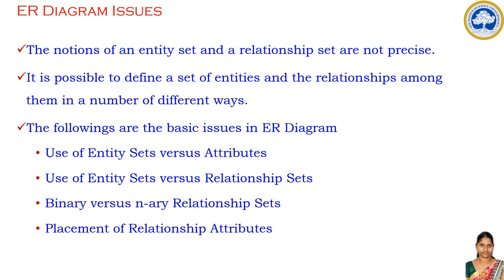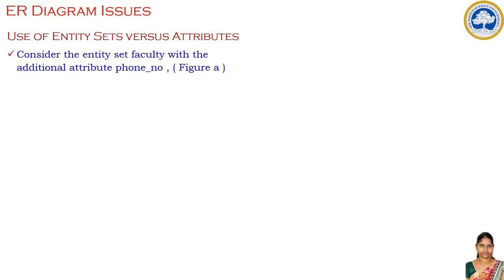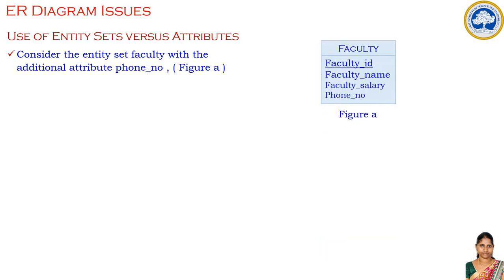Now we will discuss them one by one, starting with the use of entity sets versus attributes. We know very well that each and every entity has an attribute set. For the same example, the university database management, if we consider the faculty entity, we can maintain the following attributes: faculty ID, name, mobile number, department, etc. Here the faculty ID may be the primary key, and then additional attributes will be available.